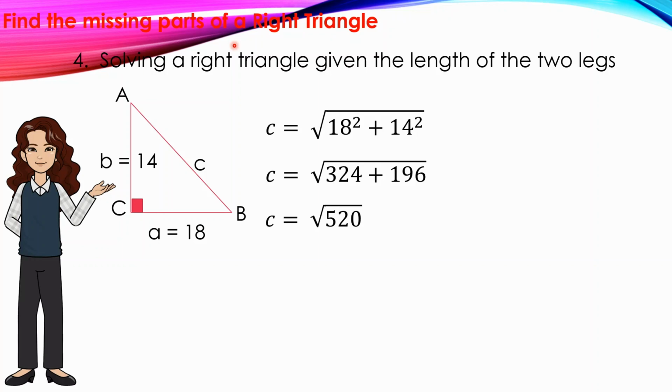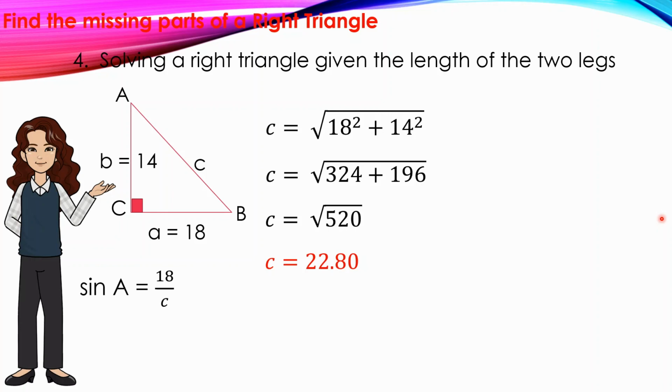So we are going to add. So 324 plus 196 is equal to 520. So use your scientific calculator again. You're going to press square root of 520 equals. So we have 22.80. So our side C is 22.80.